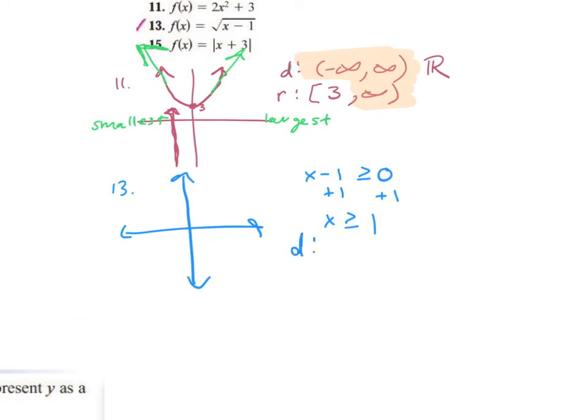We know that our domain goes with our x values, so what's our starting domain? What is the smallest x value that this graph can have? 1. Are we going to put a bracket or parentheses? Bracket. And we put a bracket because this is greater than or equal to, so it's including 1. What's our highest value that this graph can have? Our highest x value? Infinity. And we put a parentheses because we have infinity.